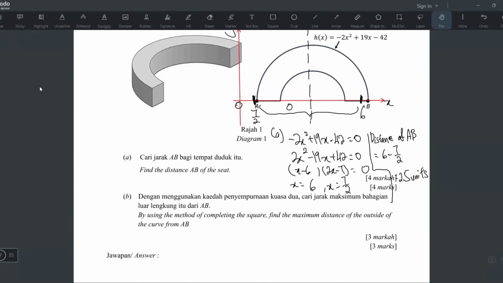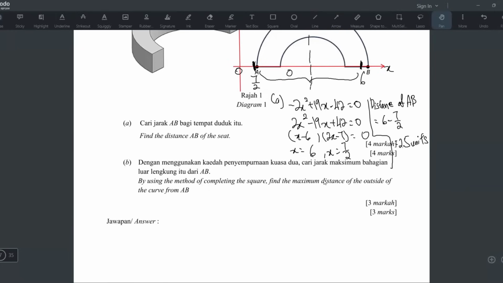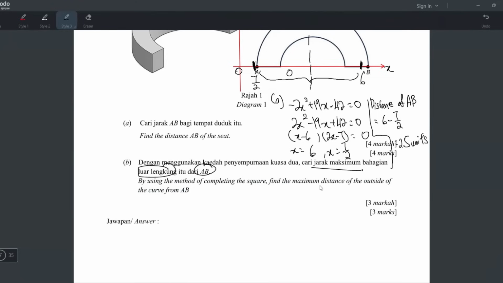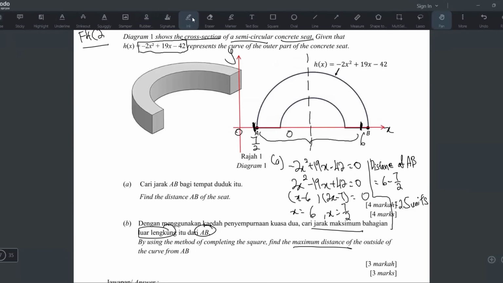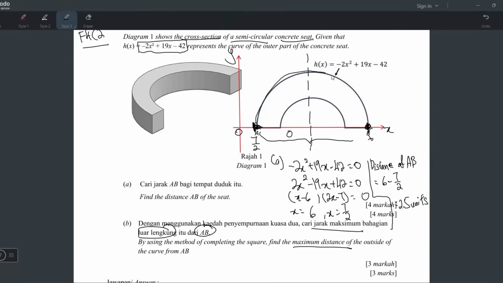Okay, let's do B. By using the method of completing the square, find the maximum distance of the outside of the curve from AB. In Malay: find the maximum distance of the outer part of the curve from AB. Maximum distance of the outside curve from AB. Okay, where's AB? So we know that this is AB, right? But they want the maximum distance of the outside curve. This is the outside curve, right? But they want the maximum distance of the outside curve from AB.